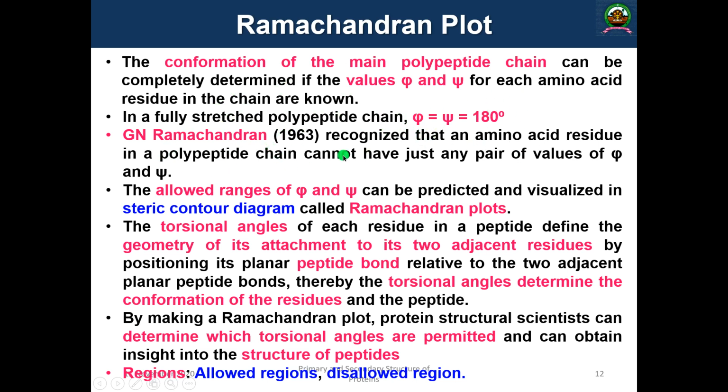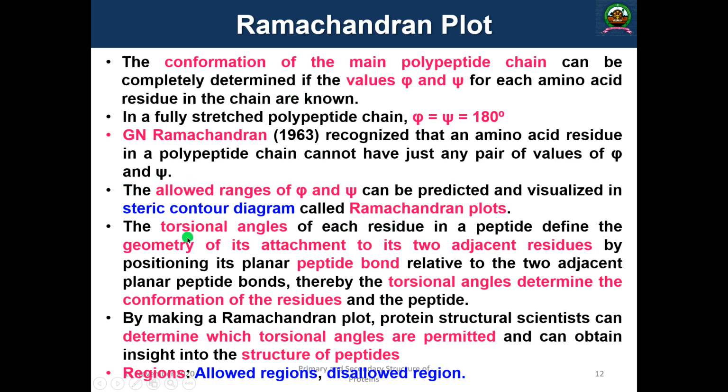So G.N. Ramachandran in 1963 studied that amino acid residues in a polypeptide chain cannot have just any pair of values of phi and psi. They have one value of psi and one value of phi. The allowed ranges of phi and psi can be predicted and visualized in something called a steric contour diagram, called the Ramachandran plot. This is otherwise known as the steric contour diagram.